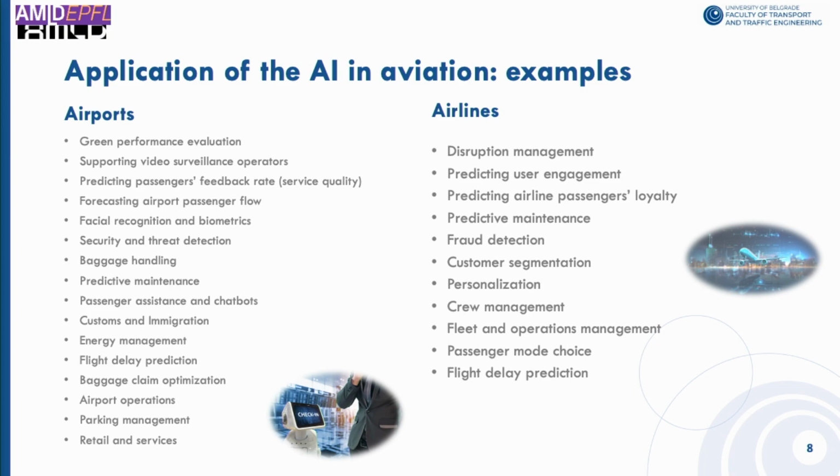In airlines, there are also so many examples. In each process in airlines which requires some mathematical models, we can apply different techniques of machine learning and AI, and we can use it for disruption management, predicting user behavior, passenger segmentation, crew management, fleet and operation management, passenger mode choice, flight delay prediction, and these are only some of the examples. I'm sure that we will find other ones in the future. And what is important, application of AI provides for sure only improvement of the whole system and improvement of some or all performances.